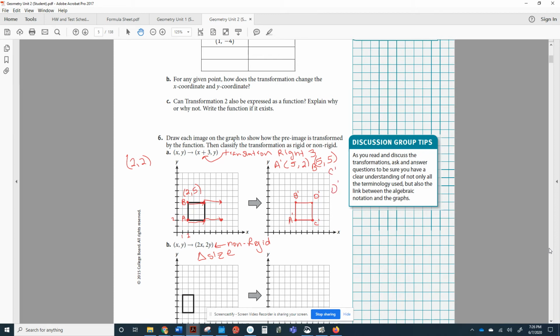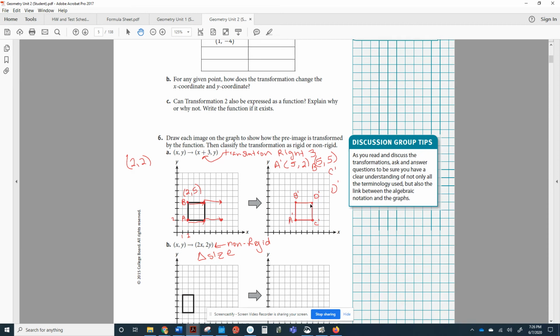So on the final, by the time you're through with translations, you should be able to take any piece of information that we give you. You should be able to take a picture, a pre-image and an image, and you should be able to write the transformation using this notation right here. Or you should be able to do like they ask you right here, given the pre-image and the transformation rule, come up with the image and the coordinates for the image and so forth. You should be able to go in any direction.